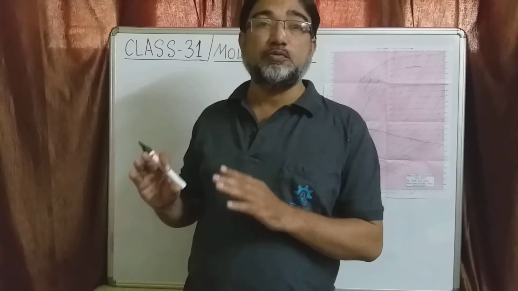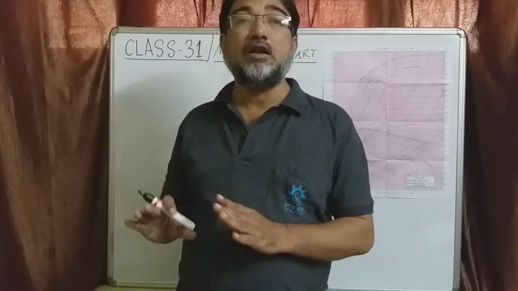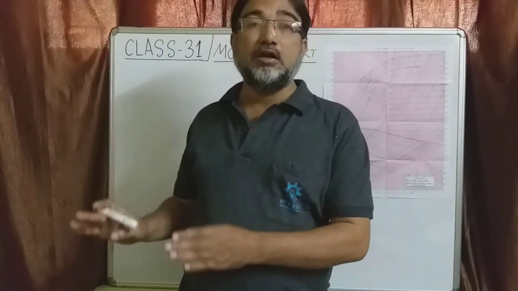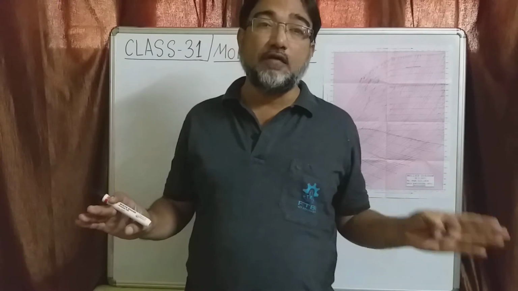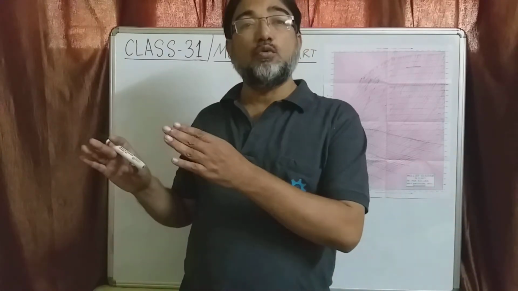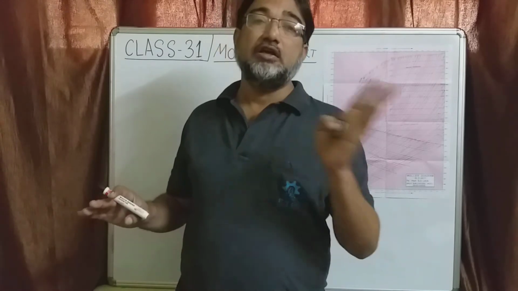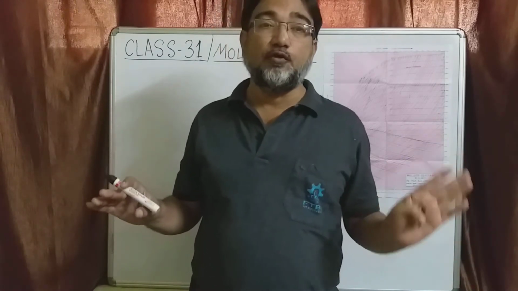So for 1 atmospheric pressure or 1.013 bar, the saturation temperature is 100 degree centigrade. Similarly, for 5 bar, the saturation temperature is 151 degree centigrade. For 221.2 bar, which is the critical pressure, the saturation temperature is 374 degree centigrade.